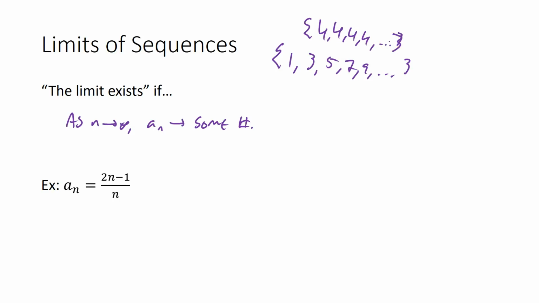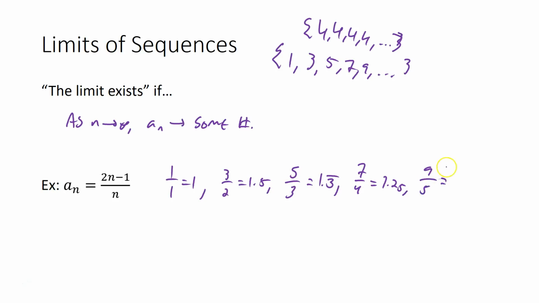They're more exciting though when something else happens. Like for this example, let's do a few of these. So the first term, 2 minus 1 is 1 over 1, which is 1. Then, when n is 2, you'd have 4 minus 1, which is 3 over 2, which is 1.5. Then you would have, let's see, plug in 3. 6 minus 1 is 5 over 4. Oh, I missed 3. What did I do? 3 times 2 is 6 minus 1, 5 over 3.